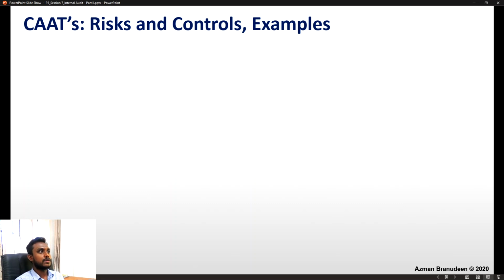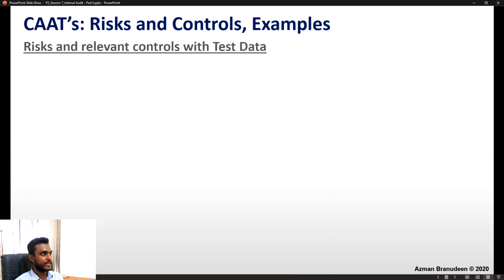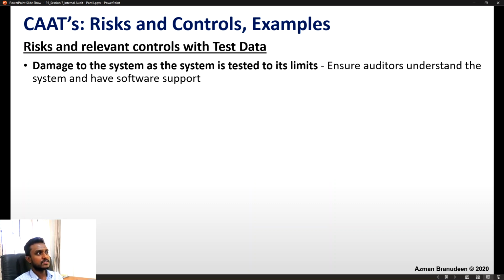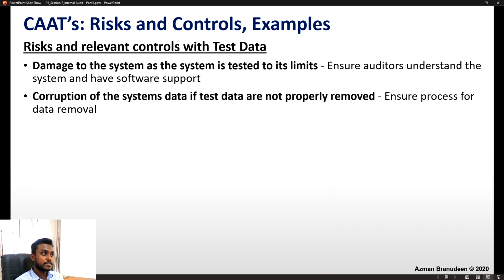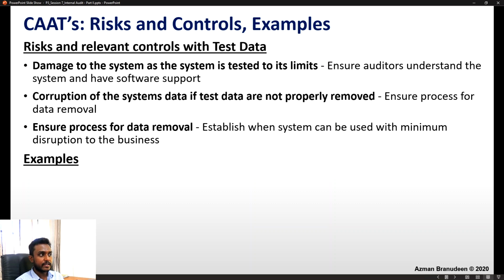And that brings me to the risks and controls, with a few examples associated with computer assisted audit tests and techniques. The risks and relevant controls: damage to the system as the system is tested to its limits can happen, so ensure auditors understand the system and have software support. Corruption of the data if test data are not properly removed, so ensure a process for data removal. Establish when systems can be used with minimum disruption to the business.